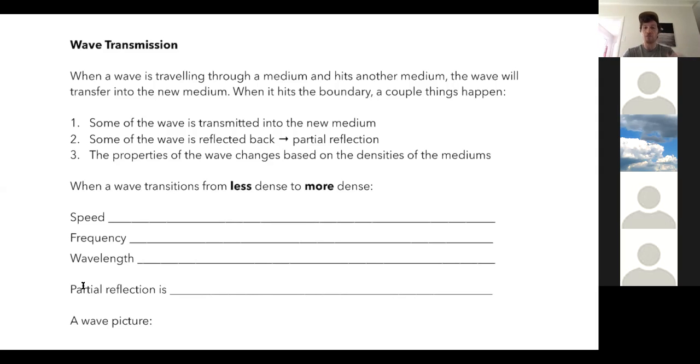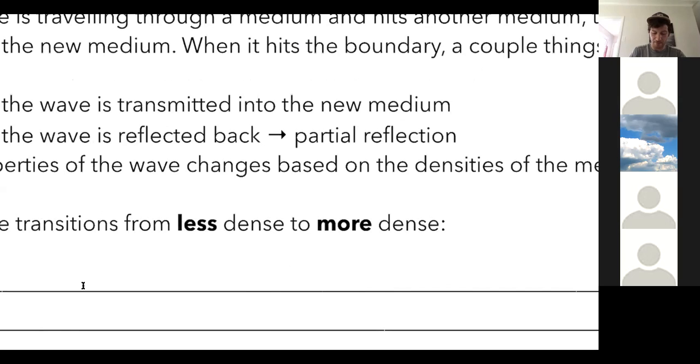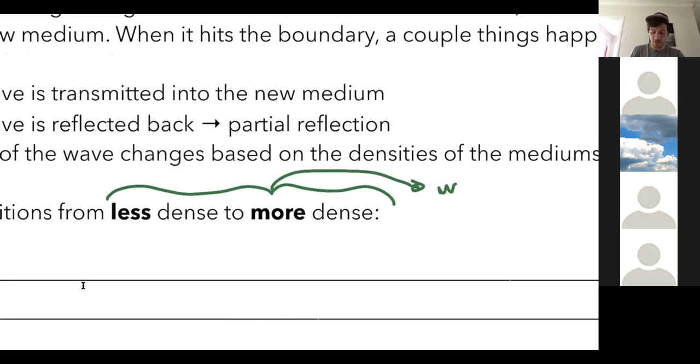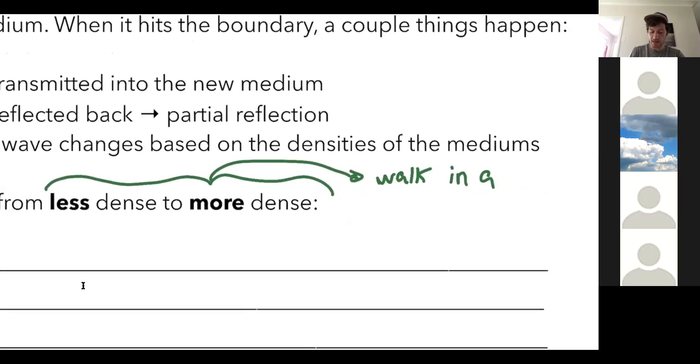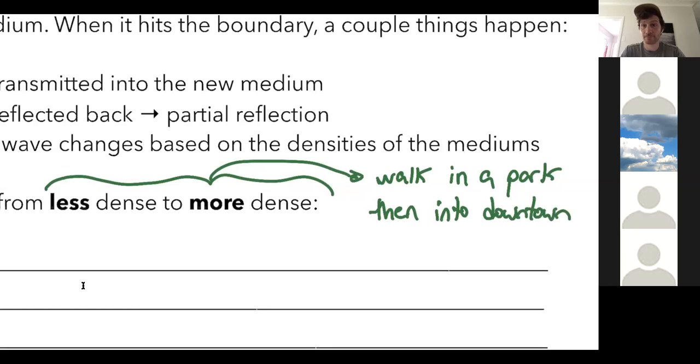So if you go from less dense to more dense, you might be thinking, what the heck does that mean? Think of that as going for a walk in a park, then into downtown. Less dense in a park, more dense downtown, right?